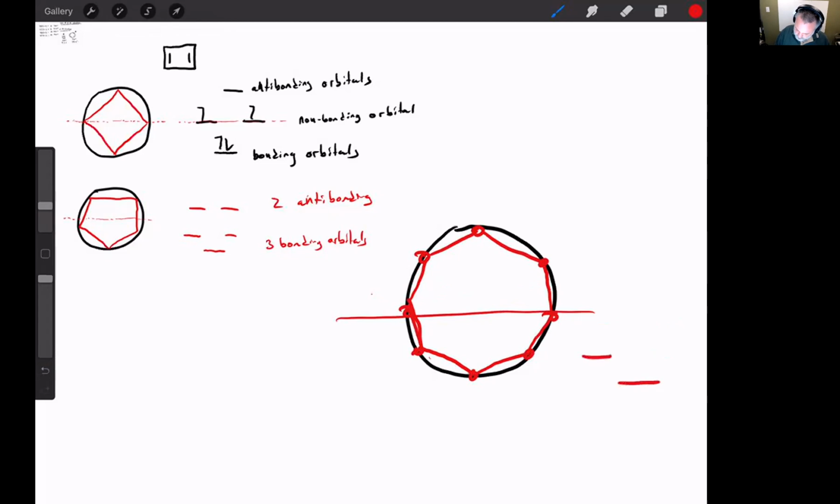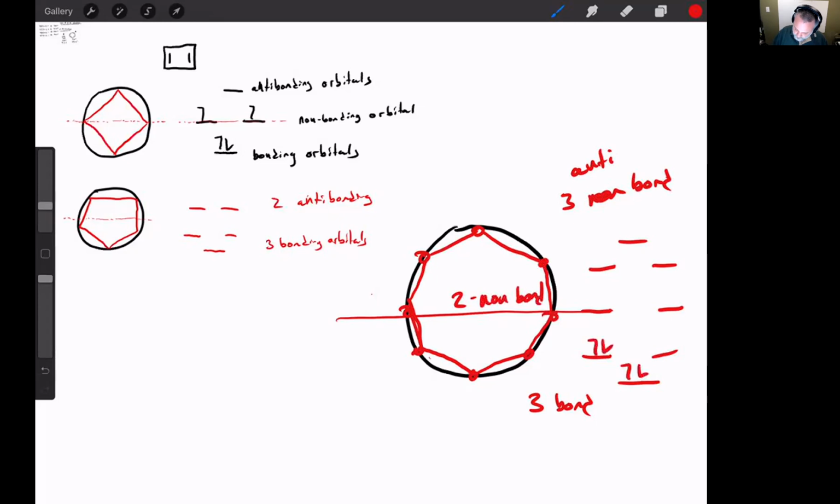One, 2, 3, 4, 5, 6, 7, 8. So 3 bonding, 3 non-bonding, and 2 or 3 anti-bonding, and 2 non-bonding. And so putting the 1, 2, 3, 4, 5, 6, 7, 8 electrons from that conjugated system, you get 2 non-bonding electrons.